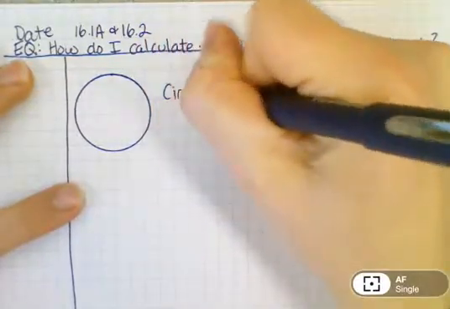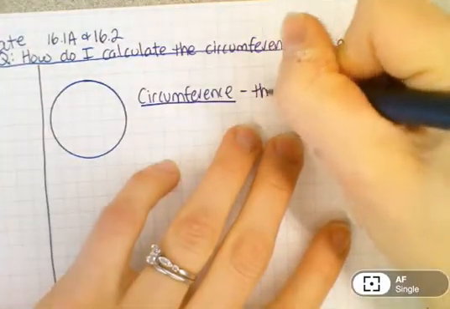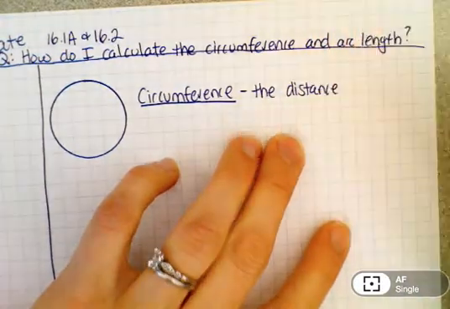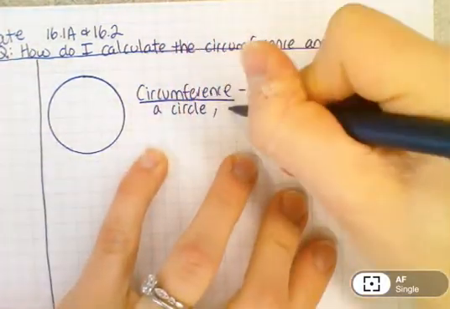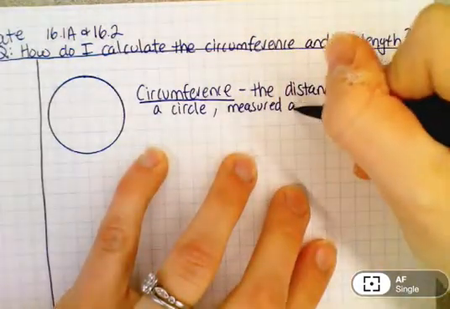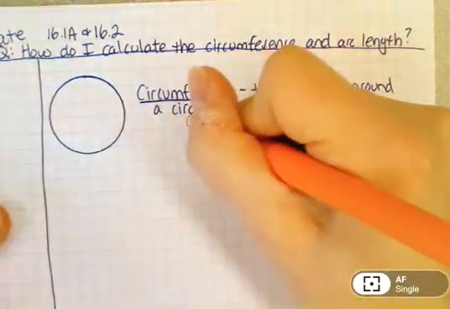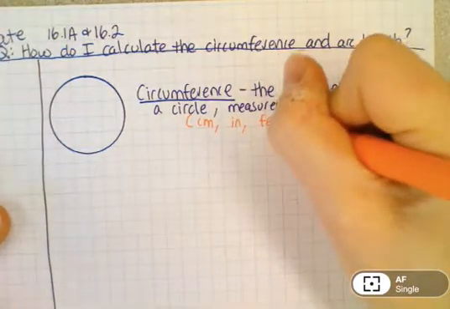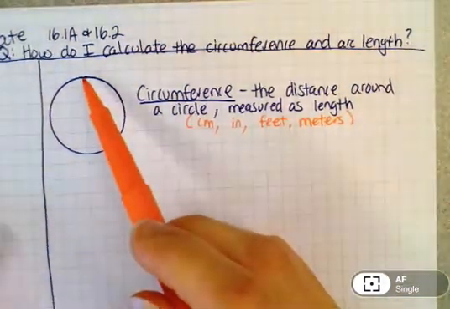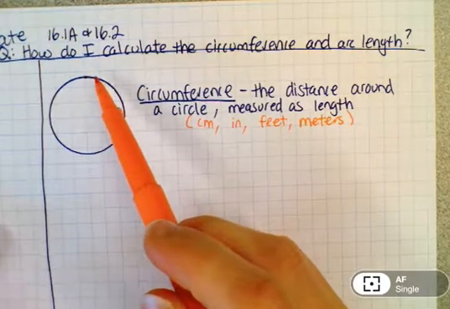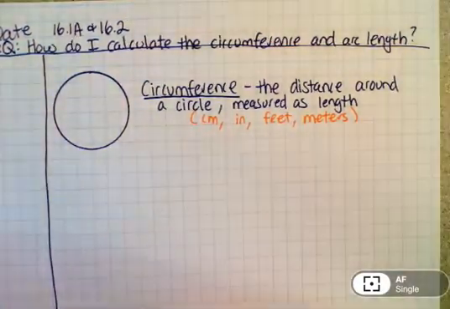Circumference is the distance around a circle measured as length. So we might measure it in centimeters or in inches or in feet or in meters. Something like that. So it's length. And I like to think about it as, if you could miniaturize yourself and become really tiny and you walked around the circle, how far would you be walking? That's what circumference is. And so to calculate the circumference, we have this handy formula.